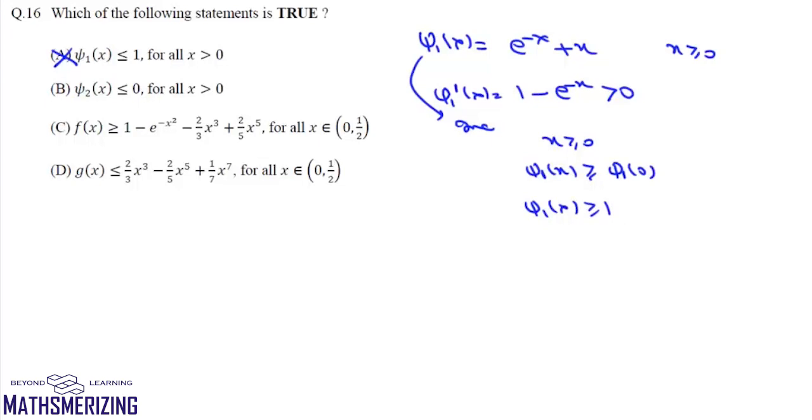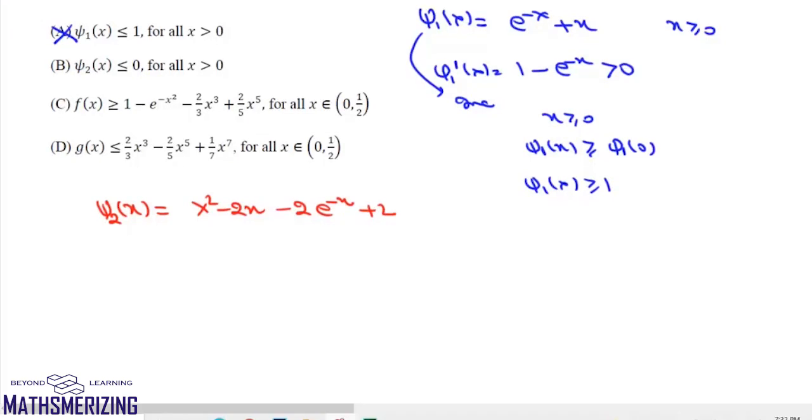Now if we look at psi2(x), psi2(x) is x square minus 2x minus 2 e to the power minus x plus 2. Now if we differentiate this function, we can write psi2 dash(x) as 2x minus 1 plus 2 e to the power minus x. Now when x is greater than 1, it is always greater than 0.